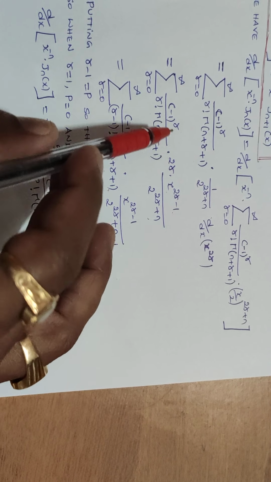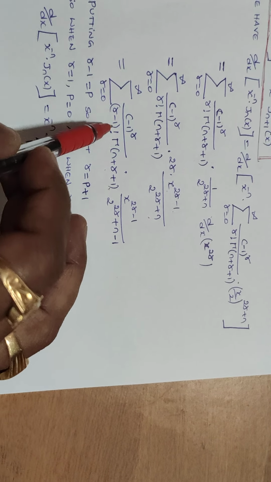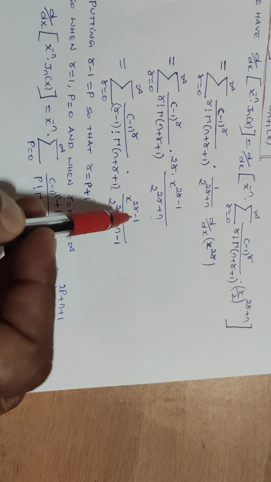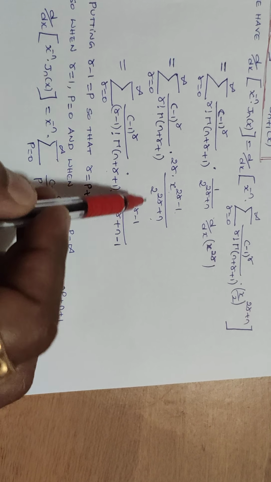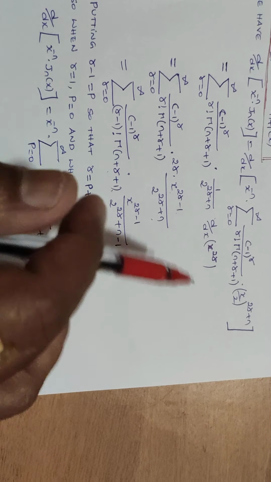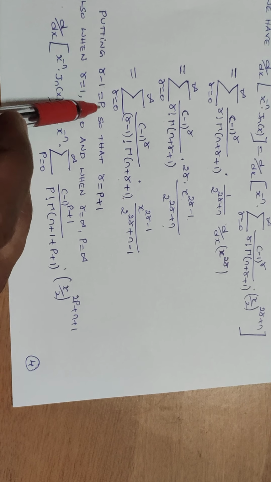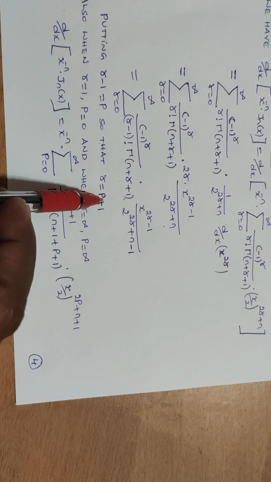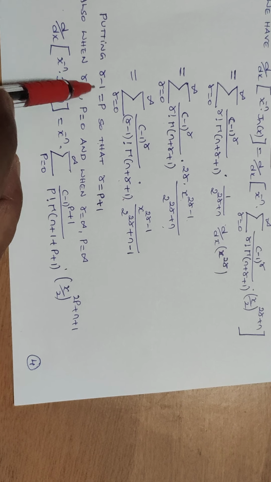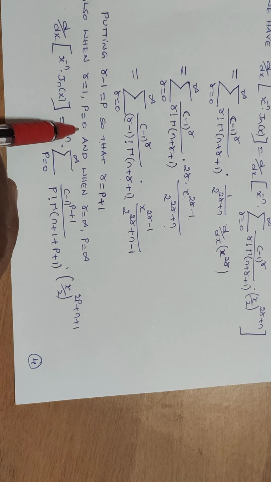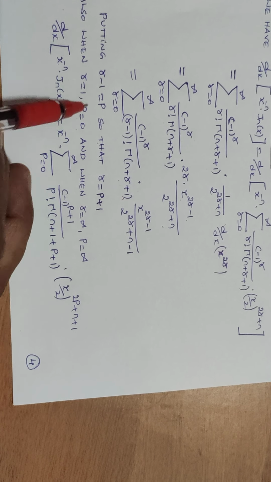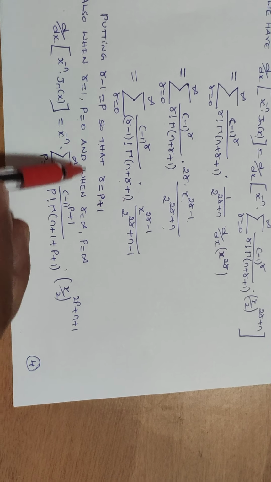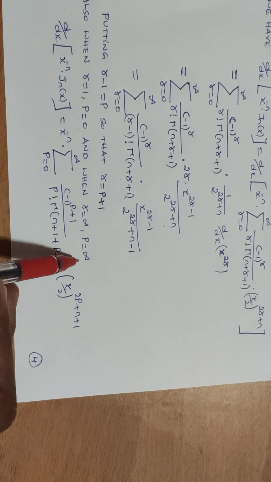Similarly, r divided by r factorial is nothing but r minus 1 factorial. So therefore the term can be considered in this way, putting r minus 1 equals p, so that the value of r will be p plus 1. Also when r is equal to 1, the value of p will be 0, and when r is equal to infinity, we observe that the p value will be infinity.